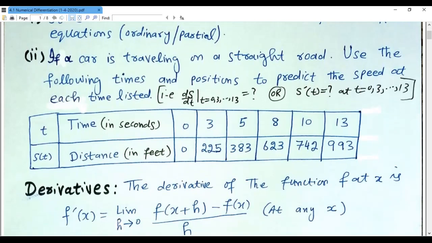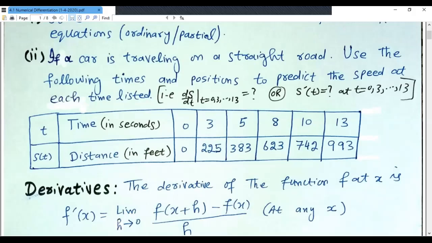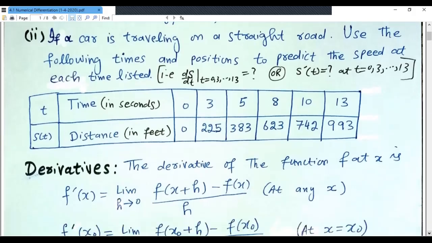For example, in this problem, if a car is traveling on a straight road, use the following times and positions to predict the speed at each time listed. That is, we have to find the numerical derivative at t equal to 0, 3, 5, 8, 10, 13. Here s of t is a function, but it is not given explicitly. So we use numerical derivative for solving such problems.